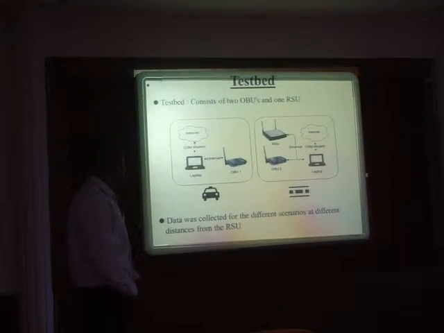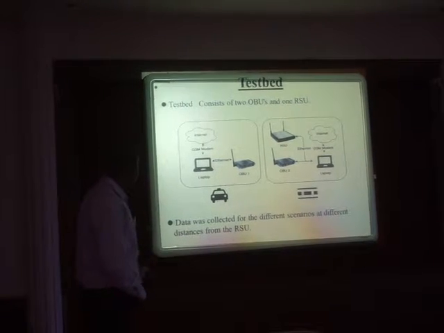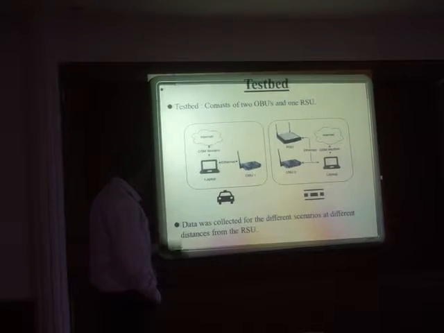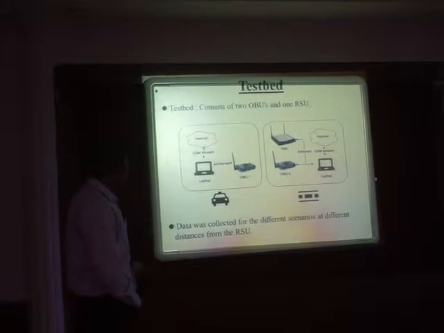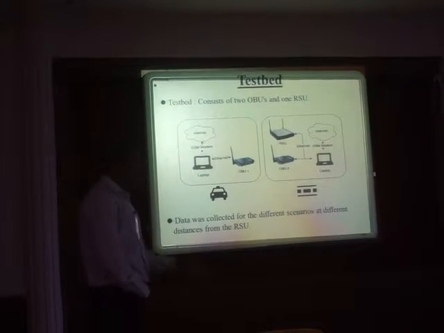This is a test bed. We basically took two OBUs and one RSU. We put one RSU on the pole at 6 meters height. Then one OBU we put on the car, and the other OBU was used to generate the load in the channel.